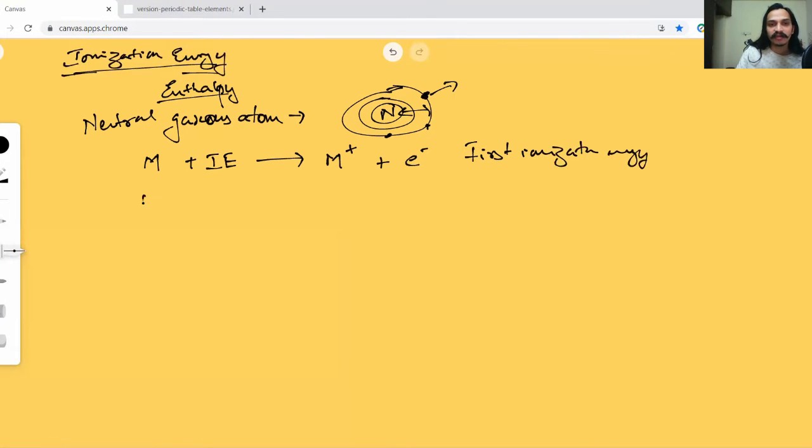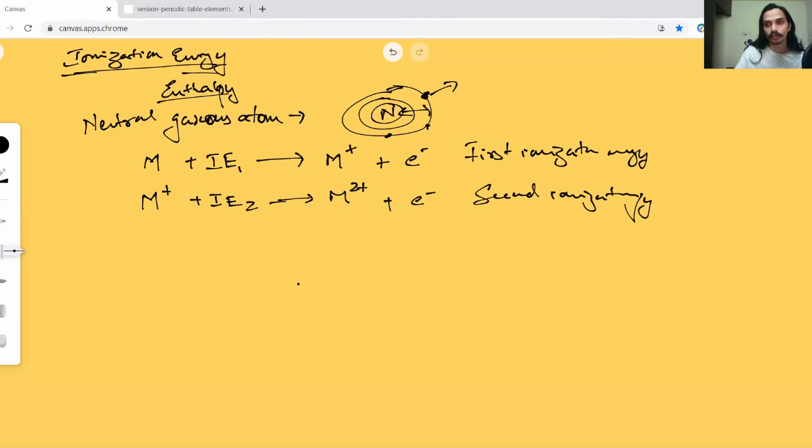If we take an already positive ion, then give more energy to it, now we're taking out one more electron, so that becomes 2 plus. This is called the second ionization energy. The number of times you keep removing, you keep adding them. So I'll call this IE1, and this IE2.